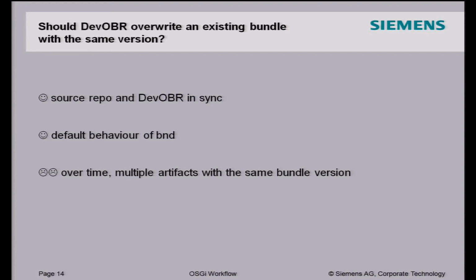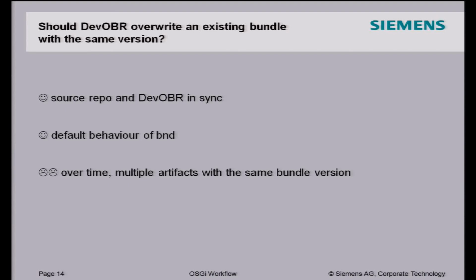Because the default behavior of BND was to override the existing thing, that was the first thing we tried out. But there were some issues with that. Basically, the only advantage that you would see there is that the source repository would contain the same thing as the DevOBR. But the big no-go is, in time, you will have in the DevOBR several artifacts that are basically 1.0.0.